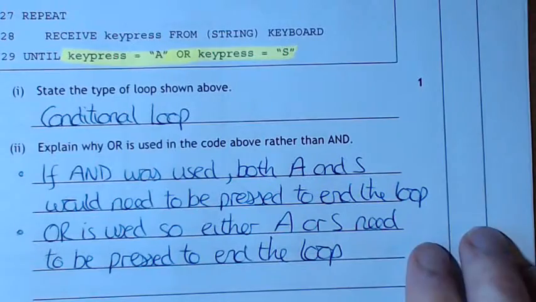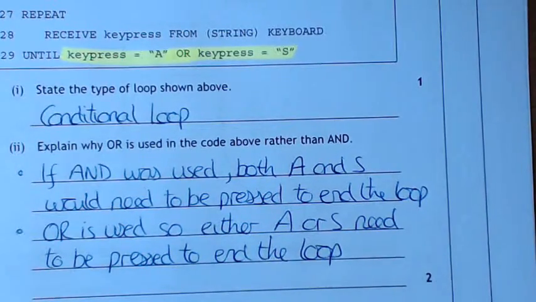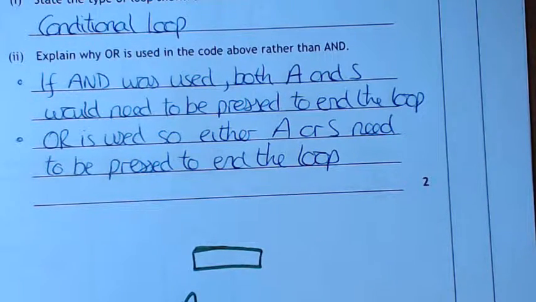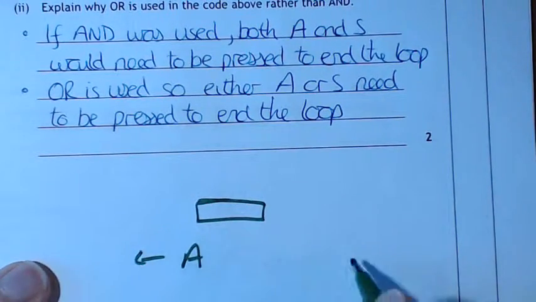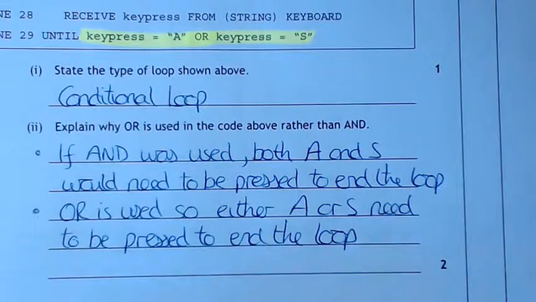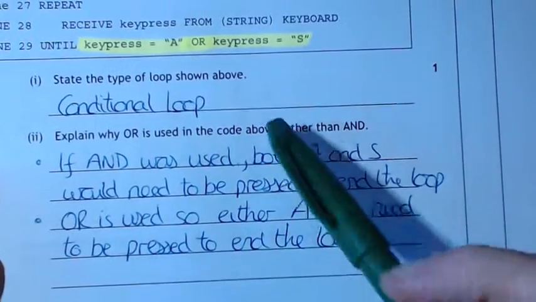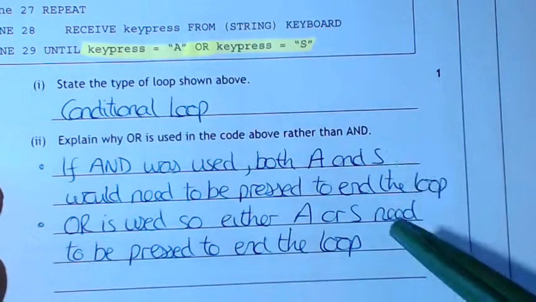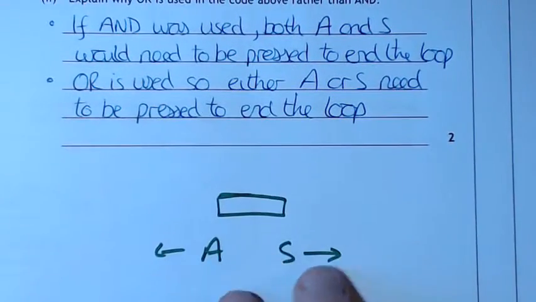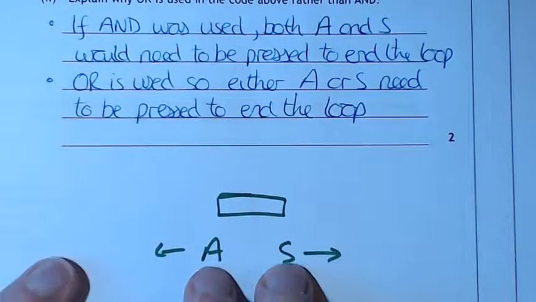Now, again, it would probably have been better showing you a wee diagram of the game. I think it's like a wee paddle game. If you press A, it'll probably go this way, and if you press S, the paddle will probably go this way, I would imagine. So they're asking you, why did they use an OR instead of an AND? Now, obviously, if you used an AND, they're actually expecting you to press the 2 keys at the same time, okay?